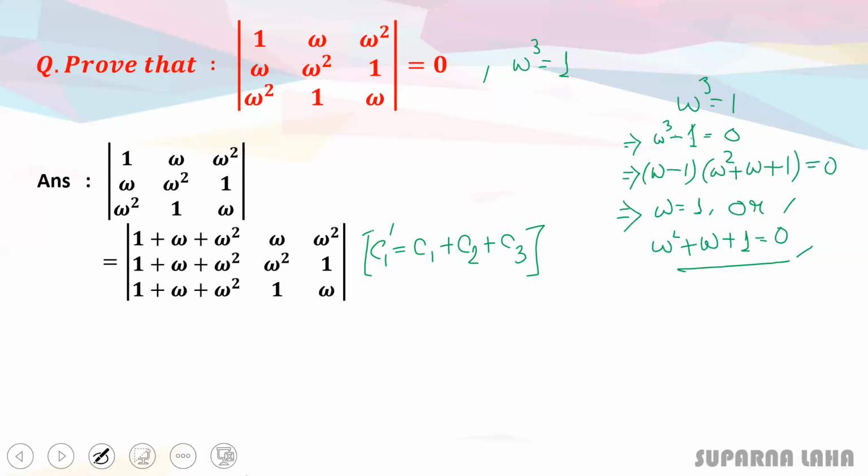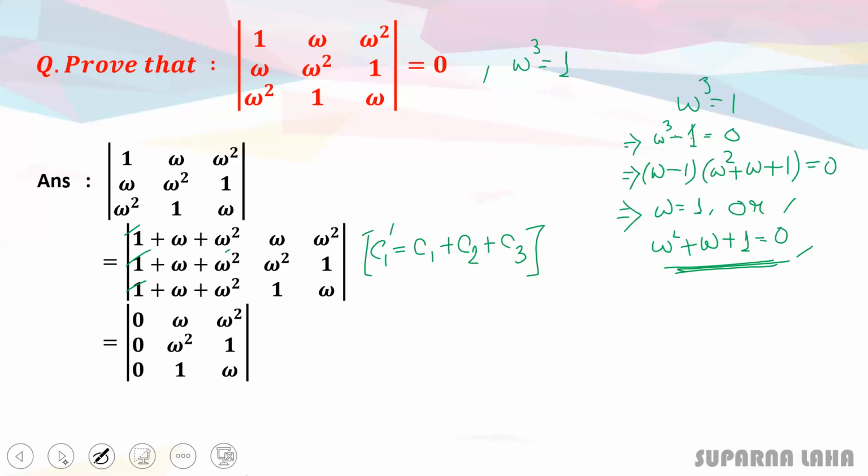As we do row and column operations for finding the inverse of a matrix, the same type of operation we also need to apply here. Now look at that: all 3 elements of this first column are 1 plus omega plus omega square. Now what is this value? 0.